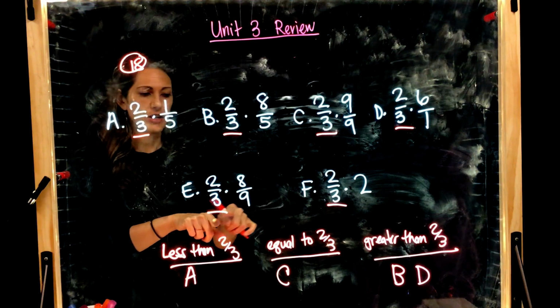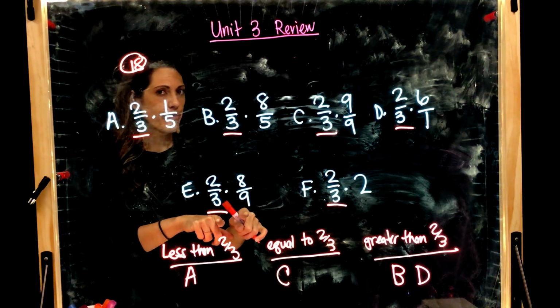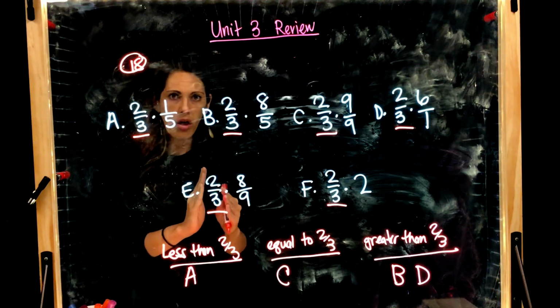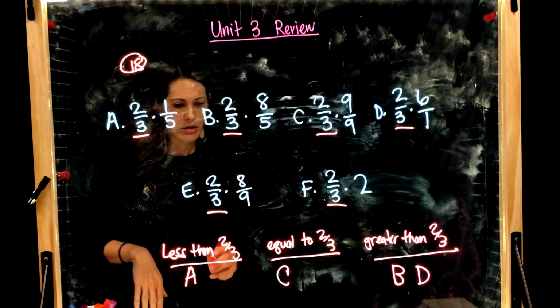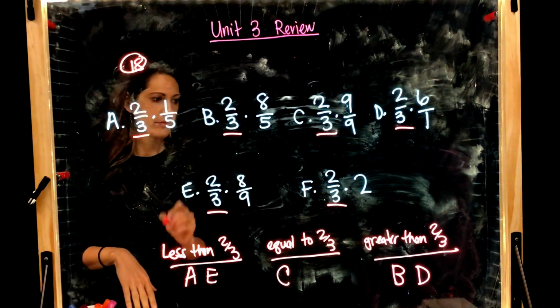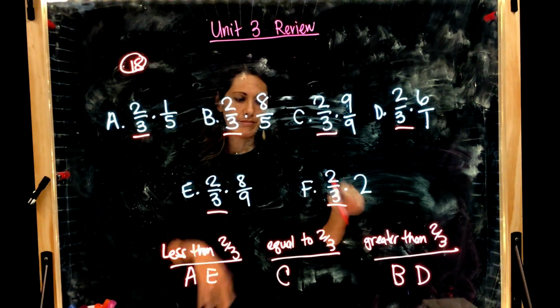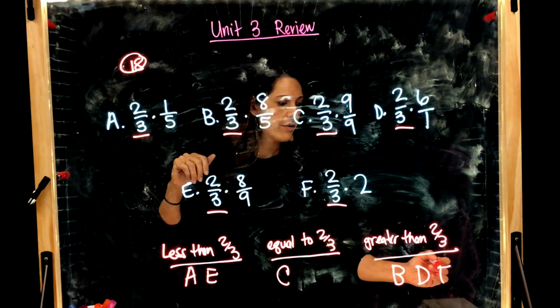Again, fraction and fraction. When I have two fractions, the answer will always be small, because I have something small and I'm cutting it up even smaller. So E will go here. And F, I have a fraction and a whole number, that will be greater. So F will go here.